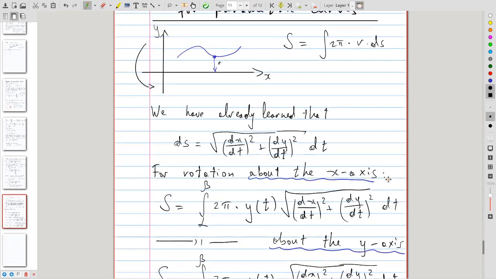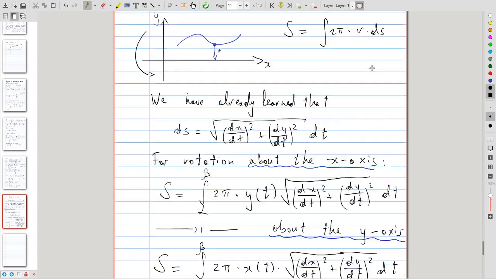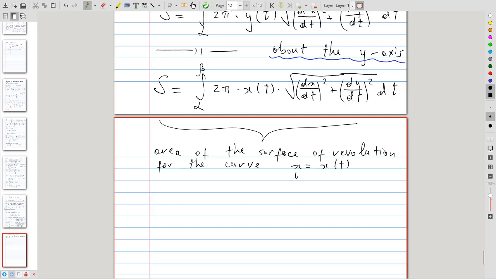So all we had to do was recall the formula we used for a regular curve and express each component of it through the quantities involved in a parametric curve. So this here is the area of the surface of revolution for the curve x equals x of t and y equals y of t with t between alpha and beta.